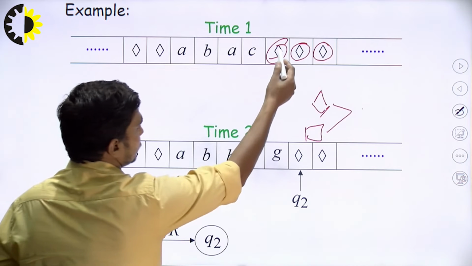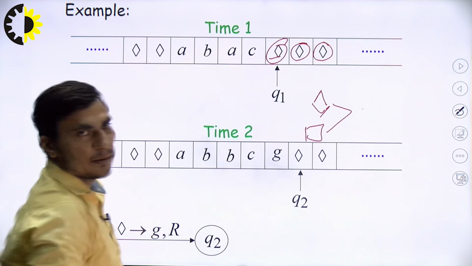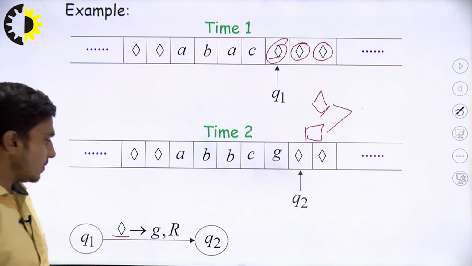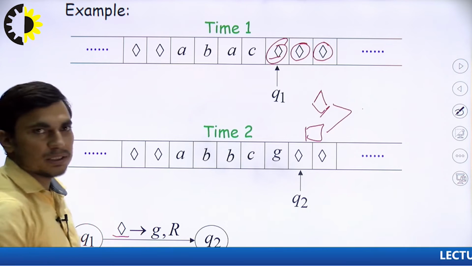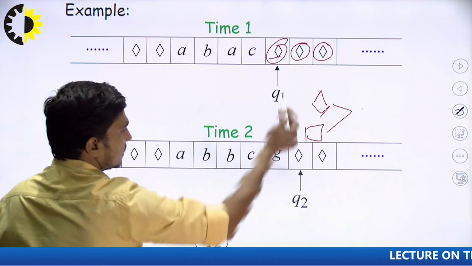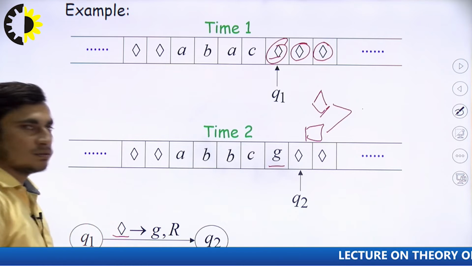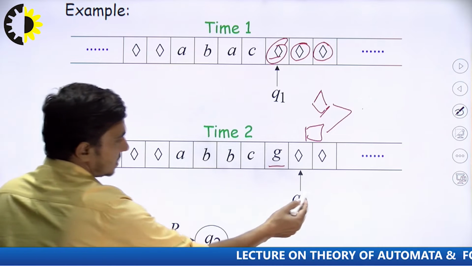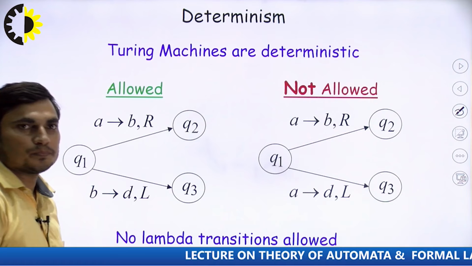So, in this transition, the current state is Q1, and the head is pointing to the cell which has an empty space. After reading an empty space, what are we doing? We are writing G in place of that symbol, and the next movement is towards the right side, and after that we are changing the state, and now the state is Q2.